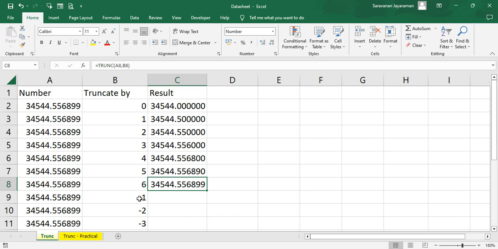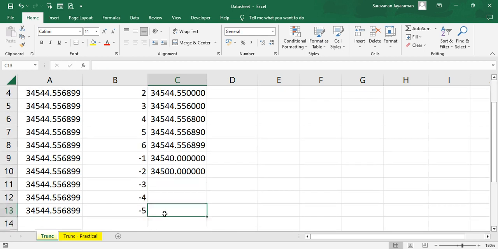Now when we say minus 1, from the decimal it goes to the left, to the tens place, then hundreds, thousands, ten thousands. So minus 1 is the tens place. It's truncated there, so it becomes 0 and the number is 3540. Now truncate by minus 2, that is two digits, units and tens, so it has become 3450.